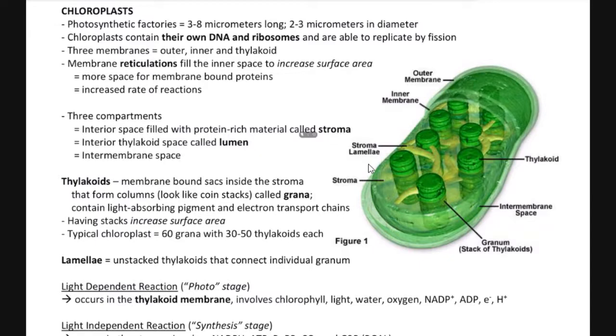And then stroma is all the liquidy stuff that's kind of outside of the stacks, but inside the inner membrane. So everything else out here, okay? We're going to have two important processes. We're going to have lots happening in the lumen in the first stage, and then the second stage where we're actually using the carbon dioxide to make sugar, that'll all happen out in the stroma. You're going to need to know your locations.